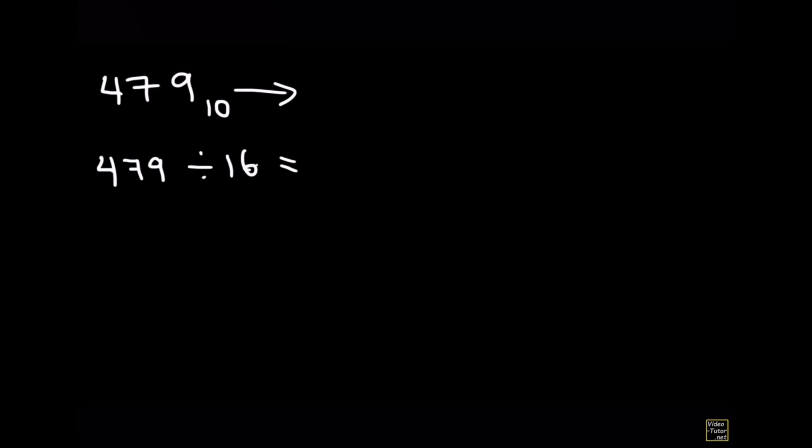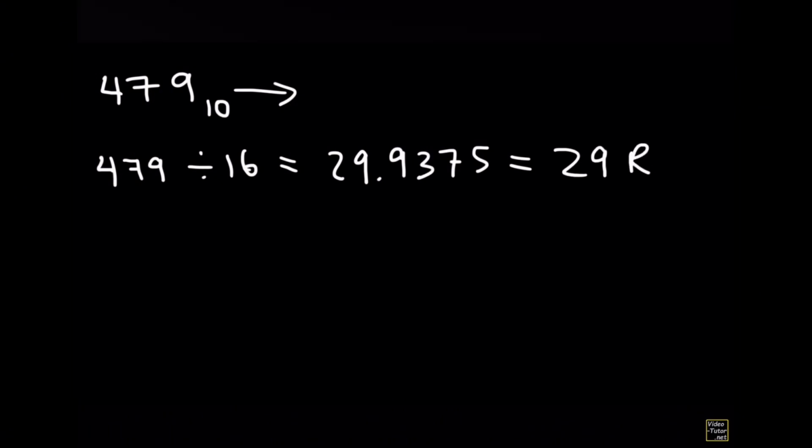479 divided by 16 is equal to 29.9375. So here we have an integer of 29, and then we need to find a remainder. To find a remainder, multiply 16 by 0.9375. So 16 times 0.9375 will give you a remainder of 15.